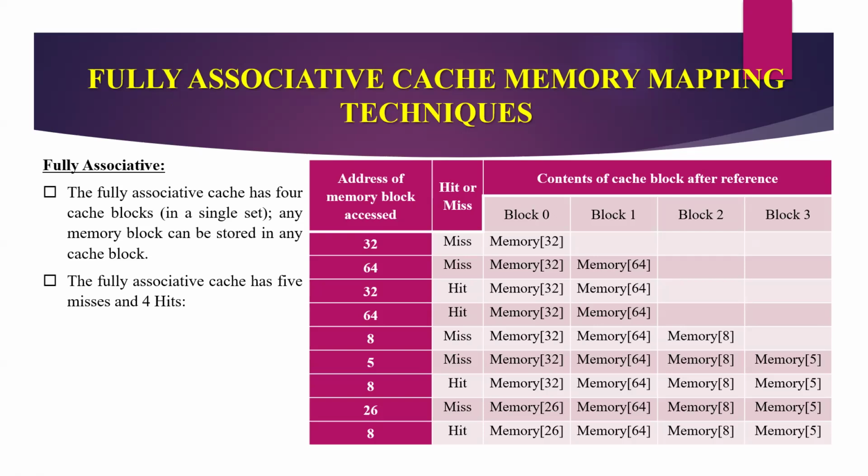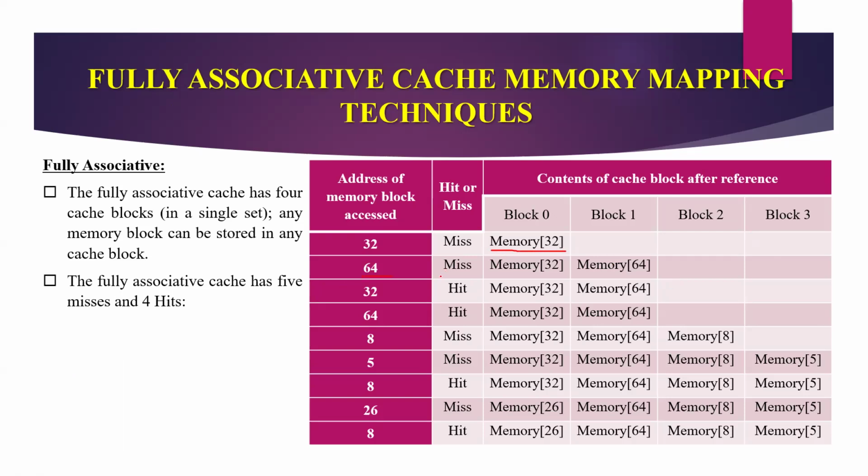As per the example, we have nine block addresses in total. Initially 32 is not available, so a miss occurs. Where do we store the data? There are four blocks available in total, and block 0 is free. So you can store block address 32 in cache block 0. Then the memory block address is 64.